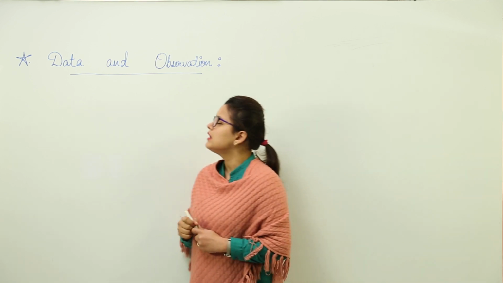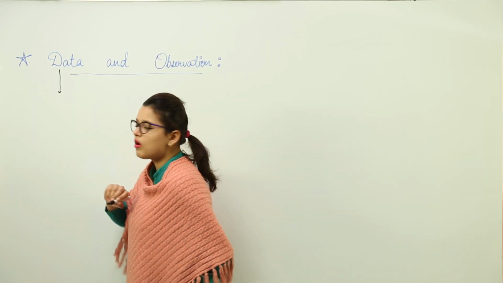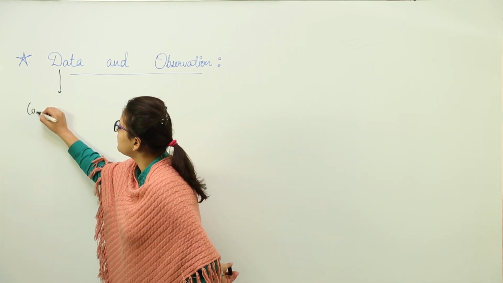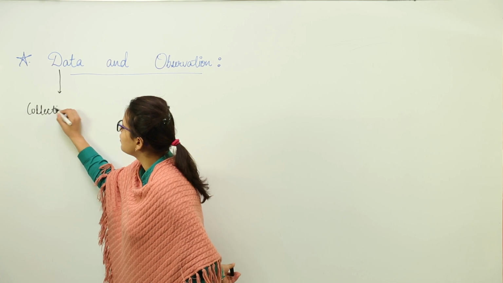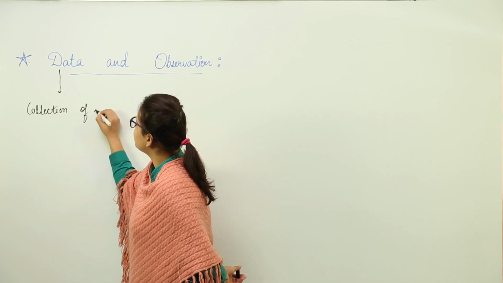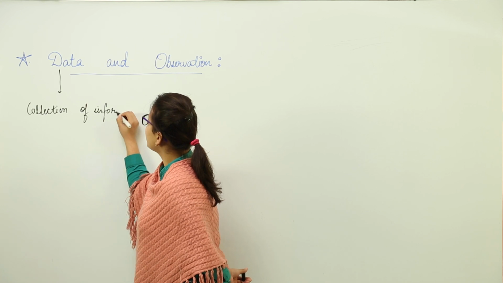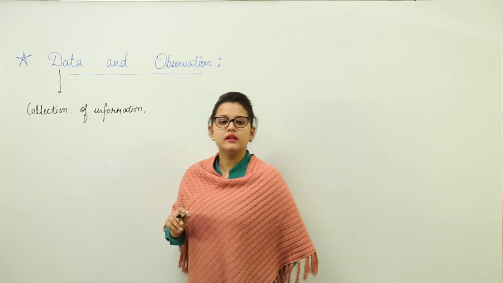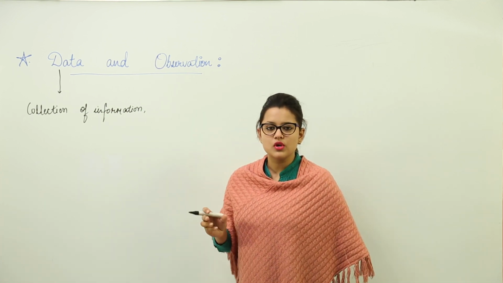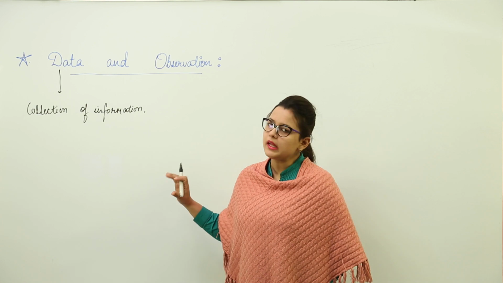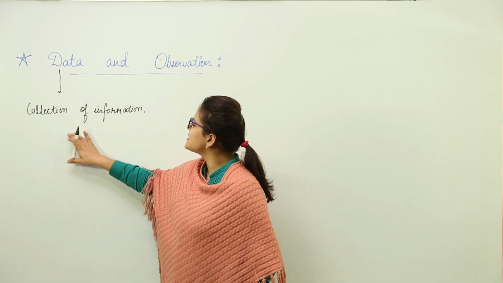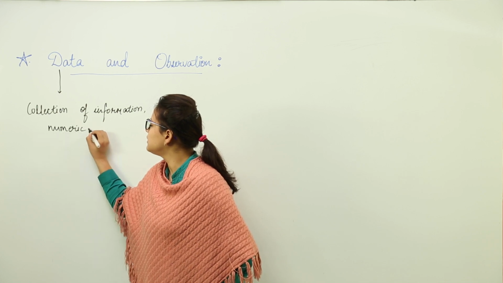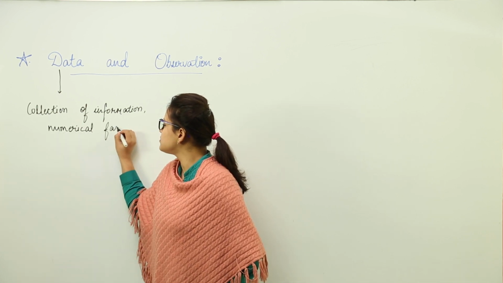Let us discuss that. Data is the collection of numerical facts. So data is the collection of information or facts, and the information could be in any form. It could be theory, some values, or some items. So I am writing data as collection of information or numerical facts. That is data. Then what is observation?